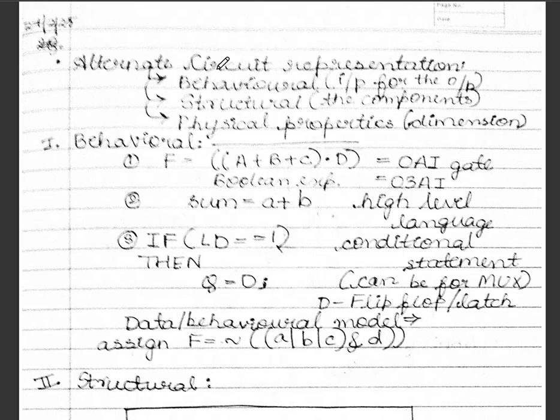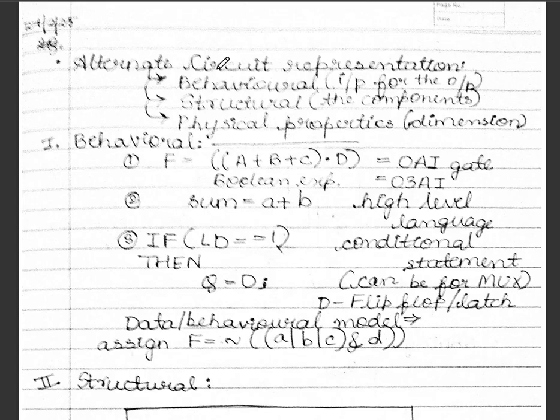In this lecture, we'll be discussing the alternate circuit representation. There are three types of representation in the alternate circuit representation. First one is the behavioral one, in which you have to write the input for the given output. Next one is the structural one, in which you have to represent the components, and the third one is the physical properties, where you'll have to write about the dimension based on the lambda rules.